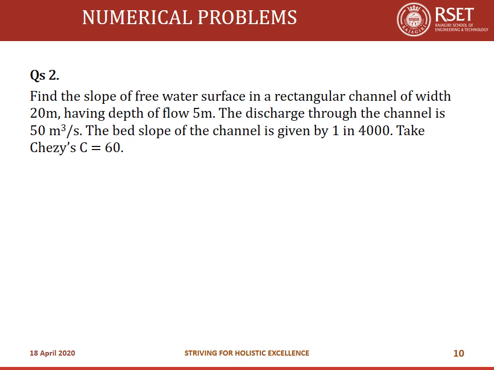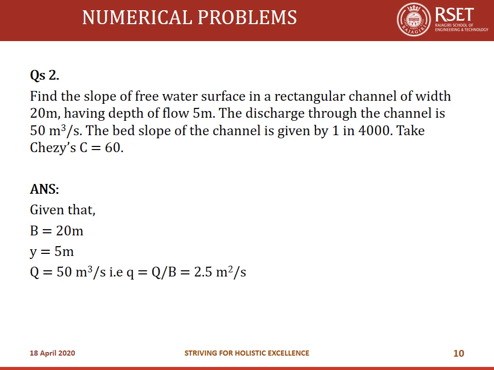Now they've given Chezy's constant, so there must be something here. We'll just go through what are the data that are given to us. Given that B is equal to 20 meter, depth of flow is 5 meter, discharge is 50 meter cube per second. Now capital Q is not used in dynamic equation, so I'm going to convert it into small q because I know the width. Small q is capital Q by B, so 50 divided by 20, I'll get 2.5 meters squared per second. Then bed slope is given 1 in 4000, 0.00025, and Chezy's C is given as 60.